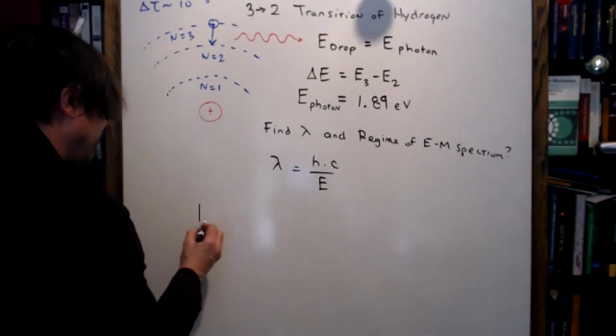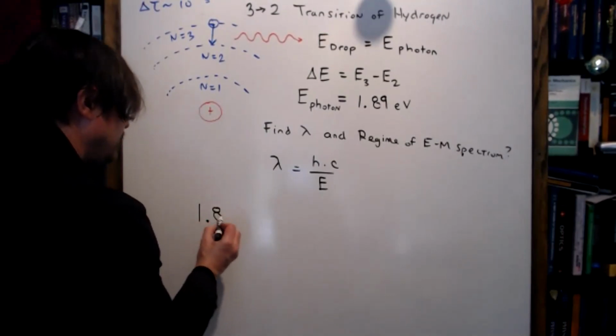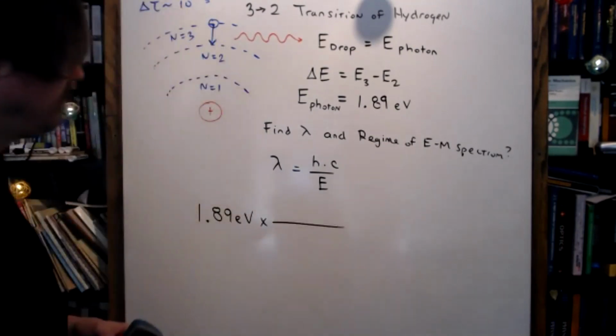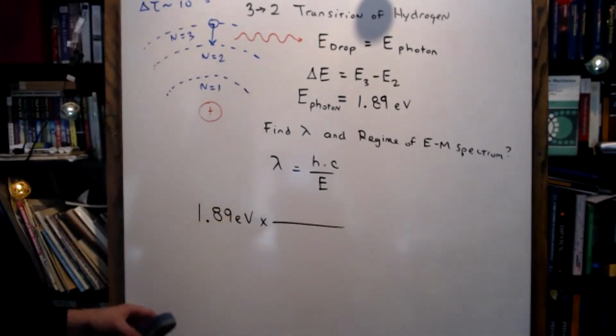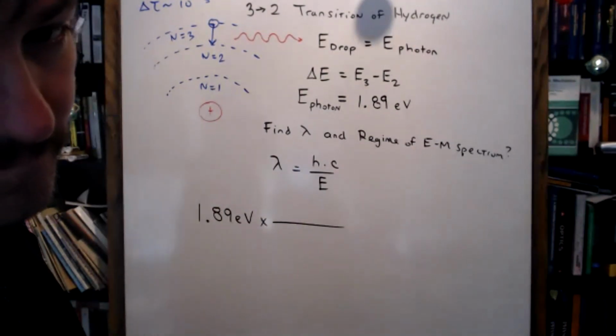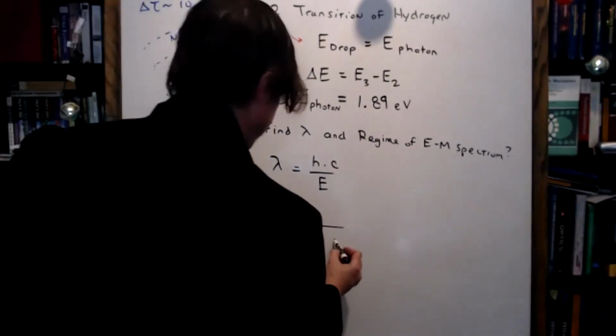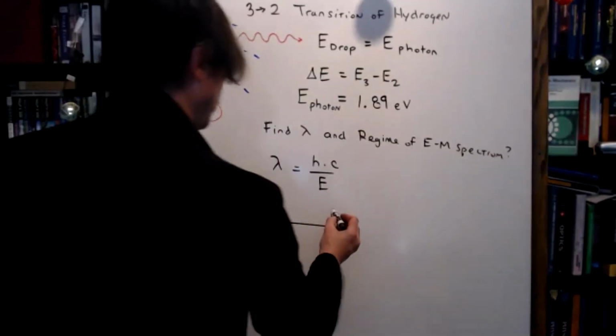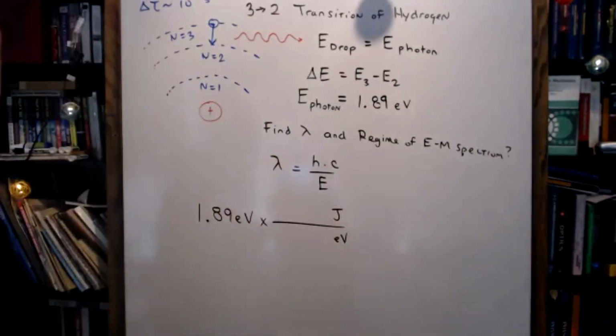So Paul, help me out with this. I'll start off with 1.89 EV, and I'll make a division bar. Paul, where are my units? What am I doing here? So your bottom unit will be the EV. Yep. Top unit will be joules, or capital J. Conversion factor.